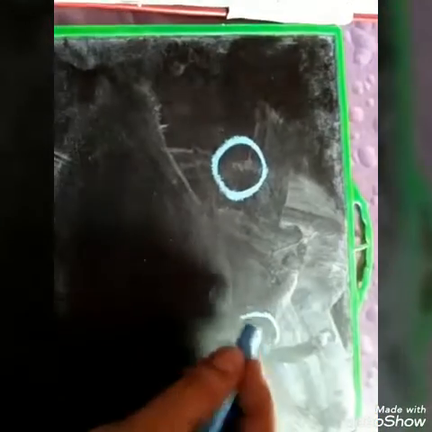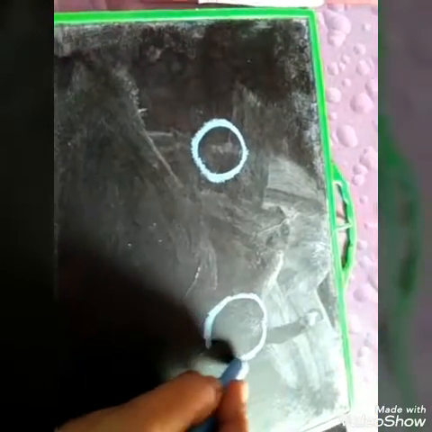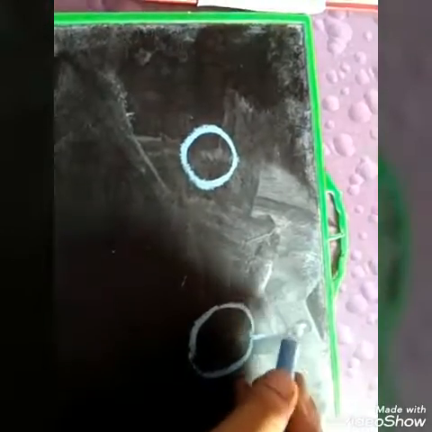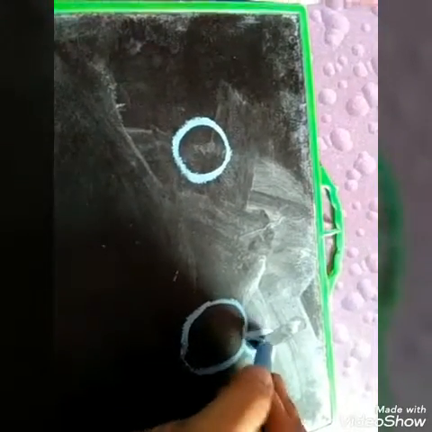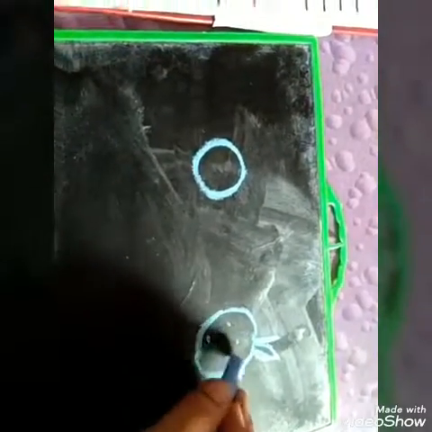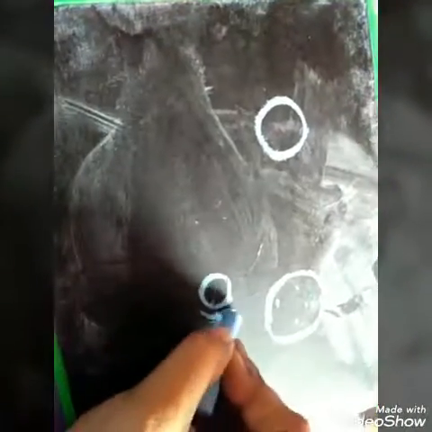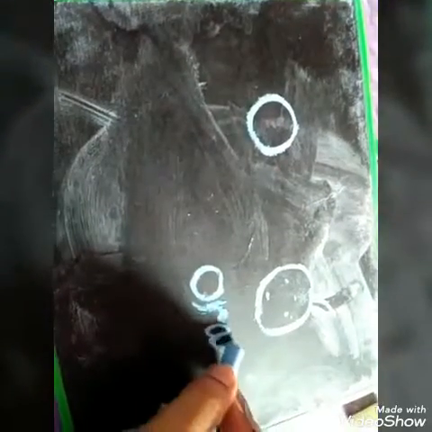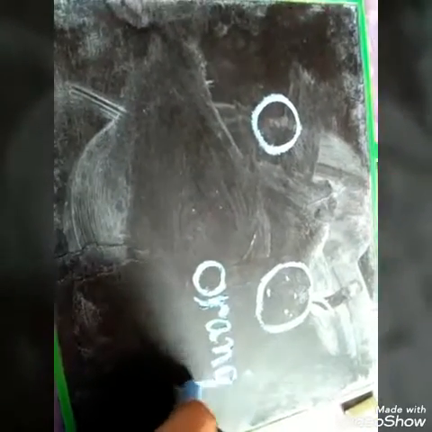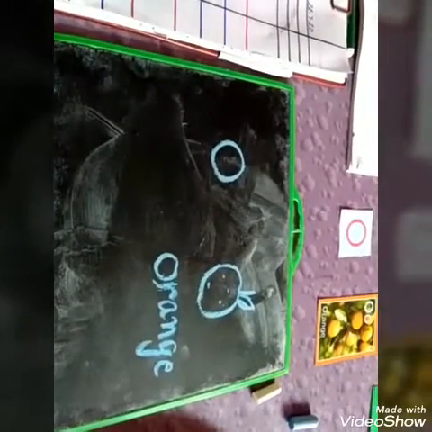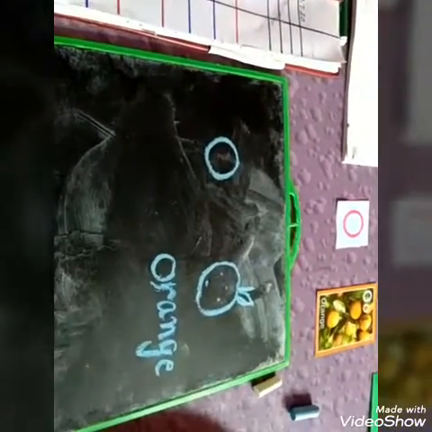We make the picture of an orange. O. Orange. Here is an orange. We write the spelling of orange. O. Orange. Now look at here. Which letter is this? O. Orange. Yes.